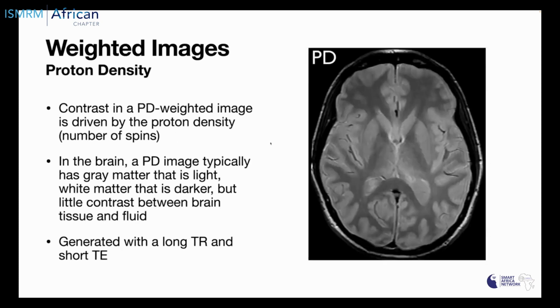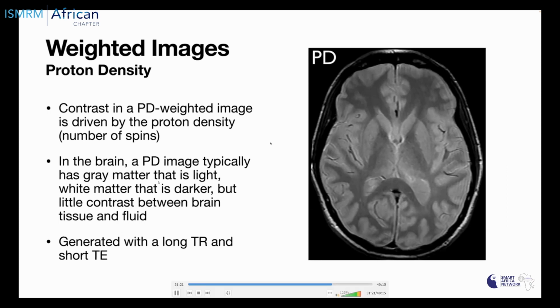A proton density image is where the contrast is driven basically just by the spin density or proton density of the tissue, so how many spins there are in any given compartment. In the brain, a proton density image typically has gray matter that is light and white matter that is a little bit darker, but there's actually very little contrast between the brain tissue and the fluid because they have roughly equal proton or spin density.